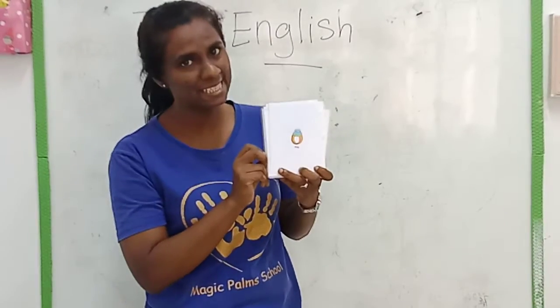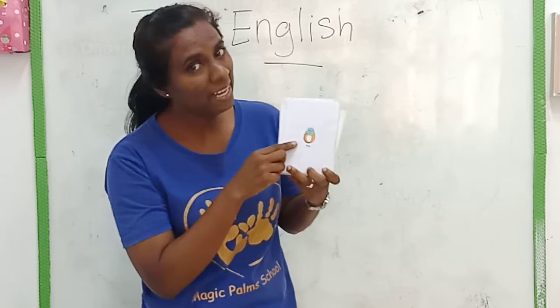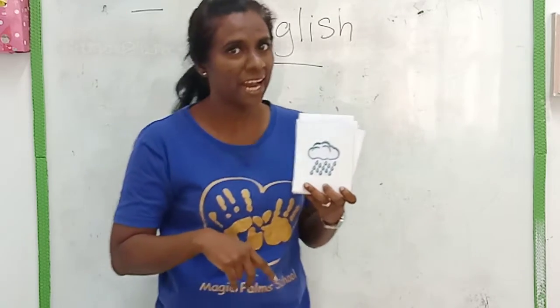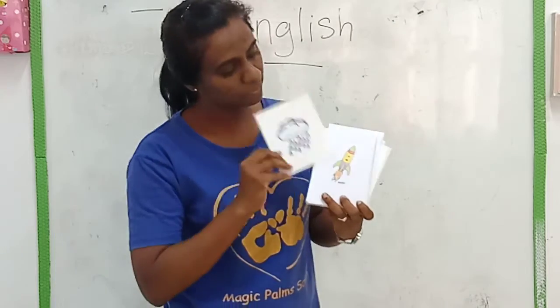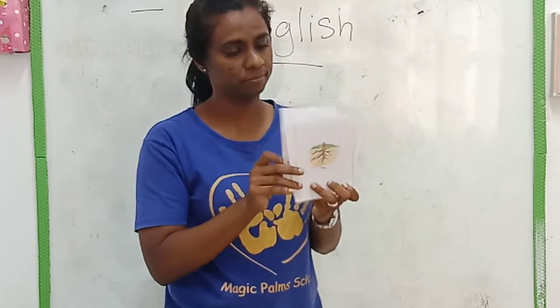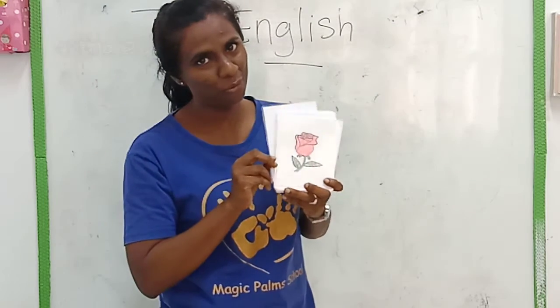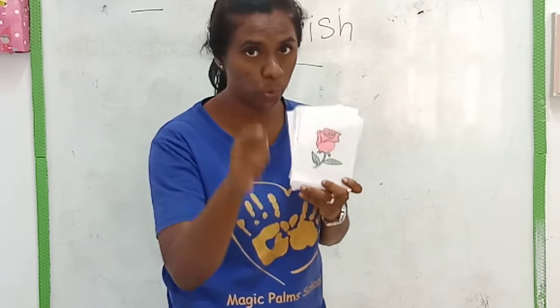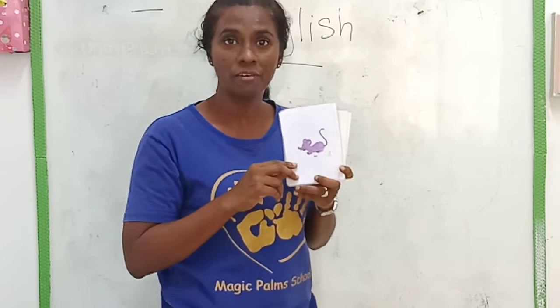Let's see. What is this? R, ring. R, ring. And what is this? R, rain. R, rain. What is this? R, rocket. R, rocket. What is this? R, roots. Wow, what is this? R, rose. R, rose. What is this? Rat. R, rat.